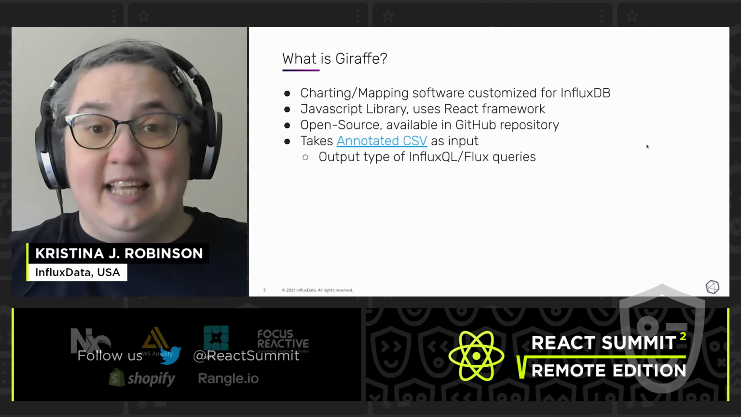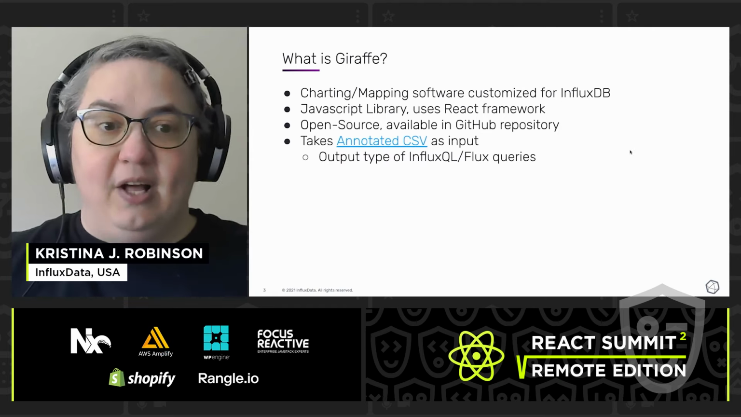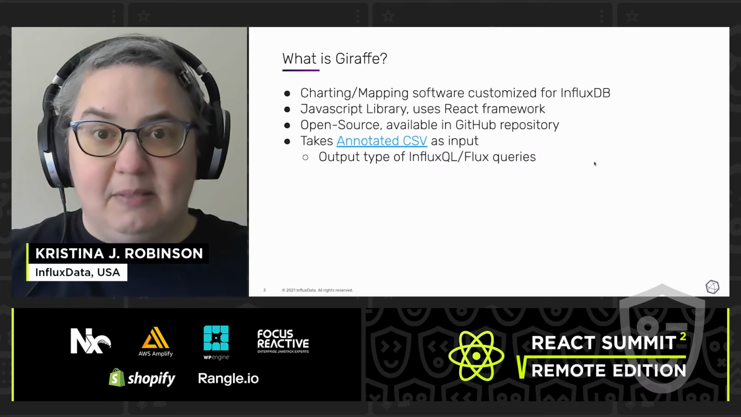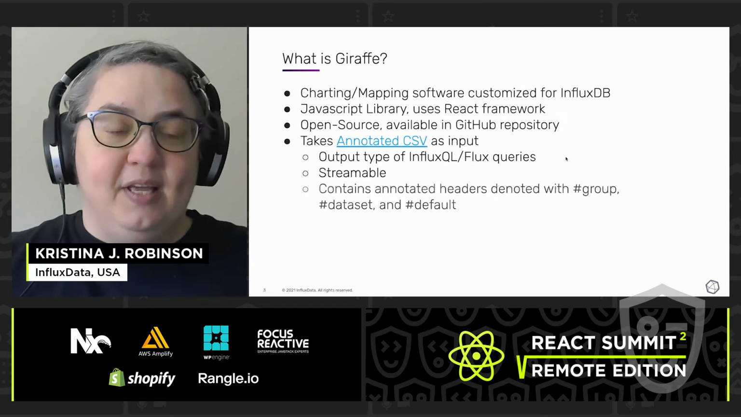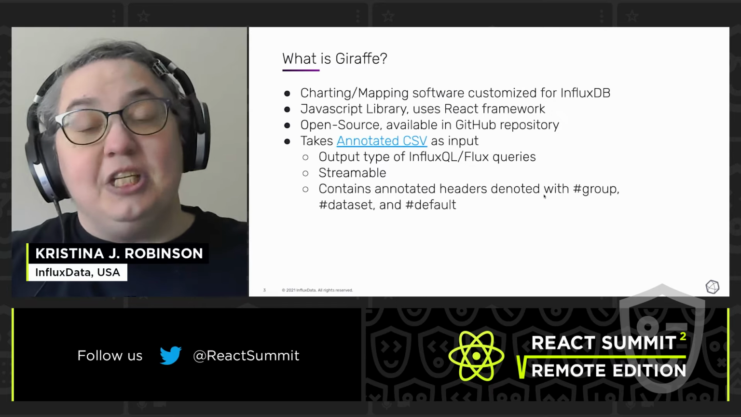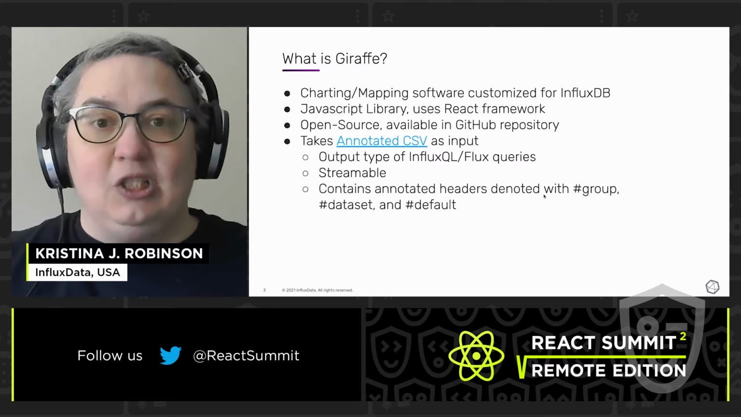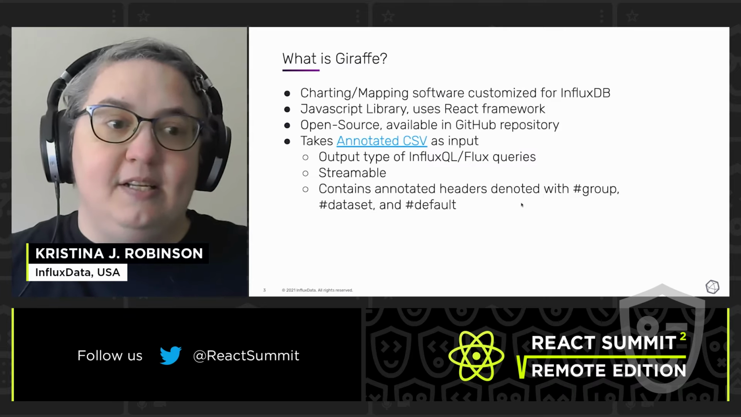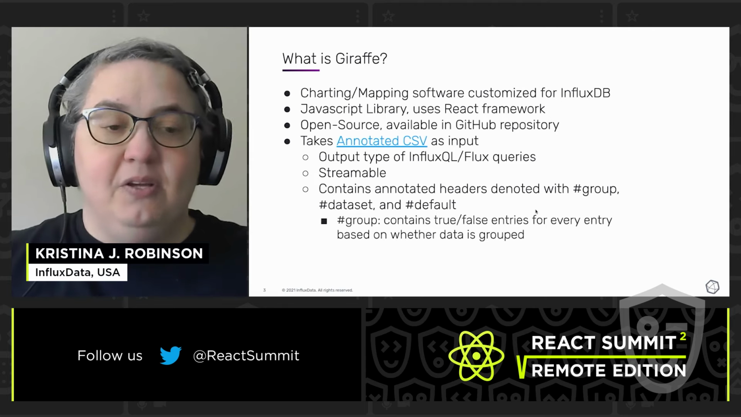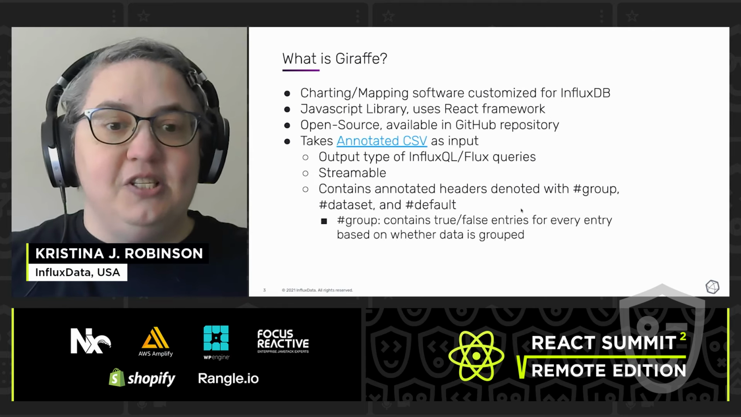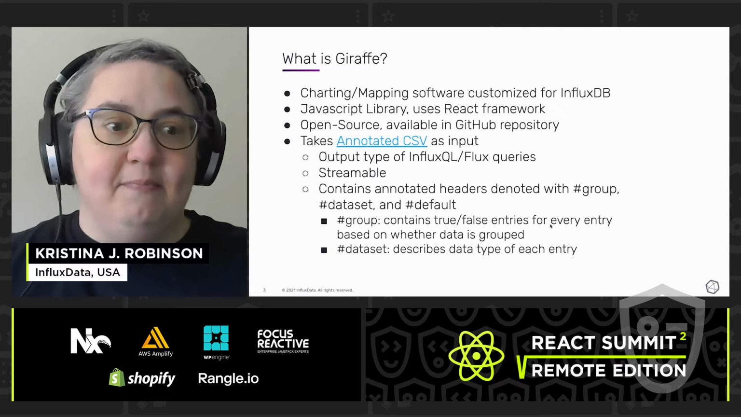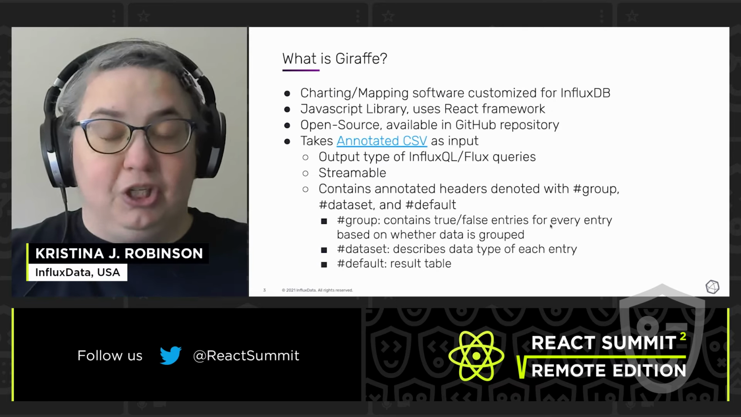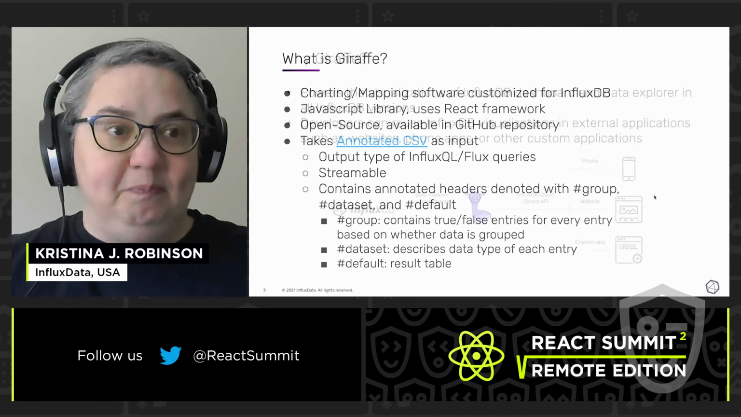Why? Because that's the output from InfluxQL and Flux queries, which is our own customized version of how we query the database. It's streamable, and basically it's like your typical CSV data, but it has some headers at the top. It has group, dataset, and default. Group contains entries of true, false that tells you whether or not the data has been grouped and by what category. Dataset describes each type of the data. And then there's the result set, which is your traditional CSV values.